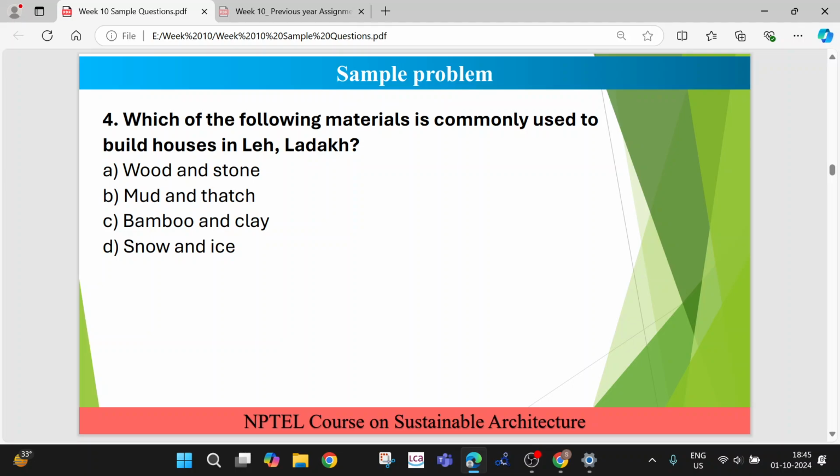Excuse me, sir. I have one question. Why in Leh, like there is a snowfall, okay? So why do they have a flat roof?